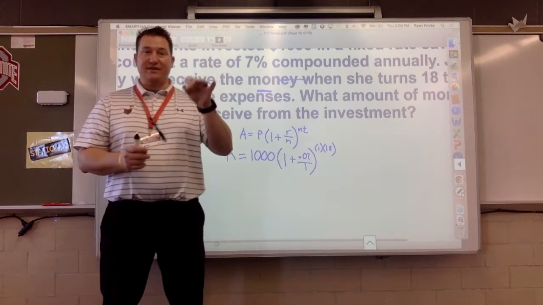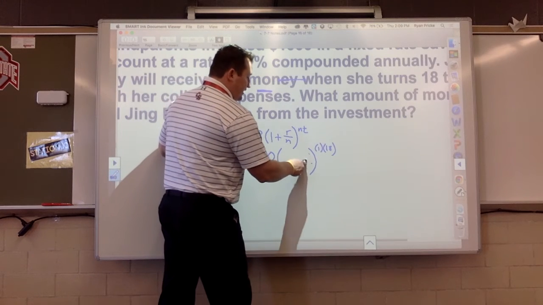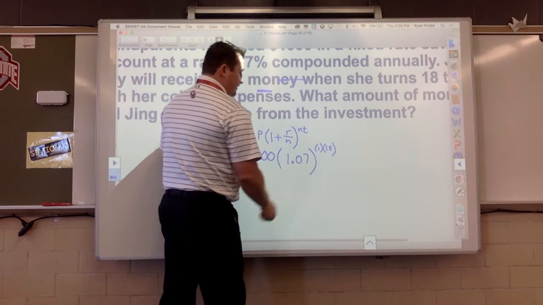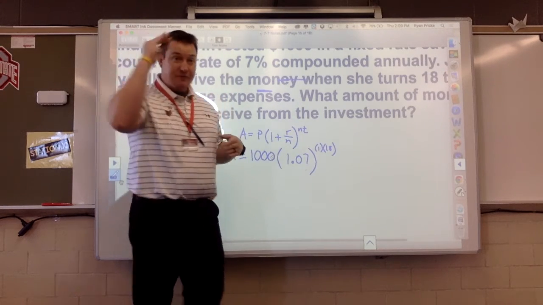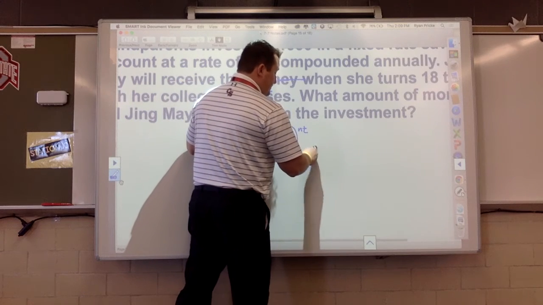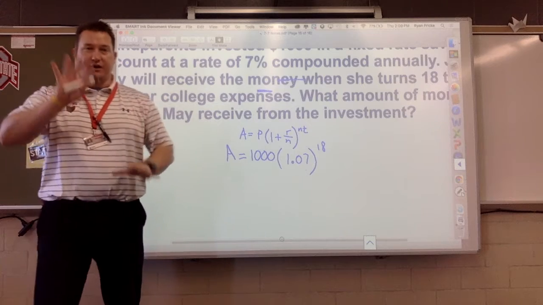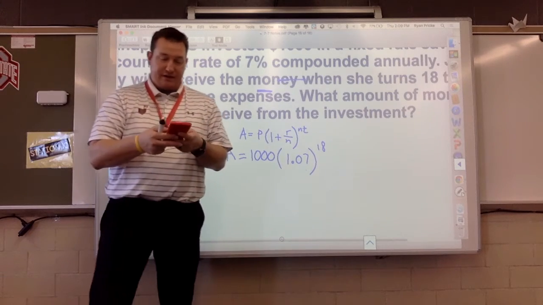So in this case, 0.07 divided by 1 is just 0.07. So this is all going to clean up nicely into the number 1.07. 1 times 18, again, whatever that turns into, that's your exponent, remember. So this is still going to be 18. Now this looks a little bit cleaner. I'm very okay with putting this into my calculator the way it is.